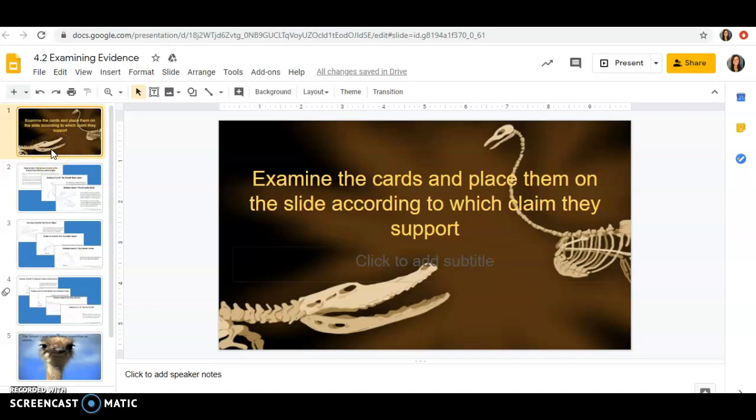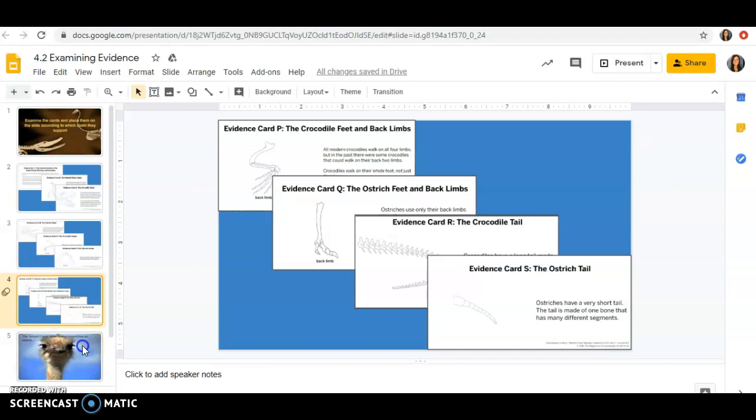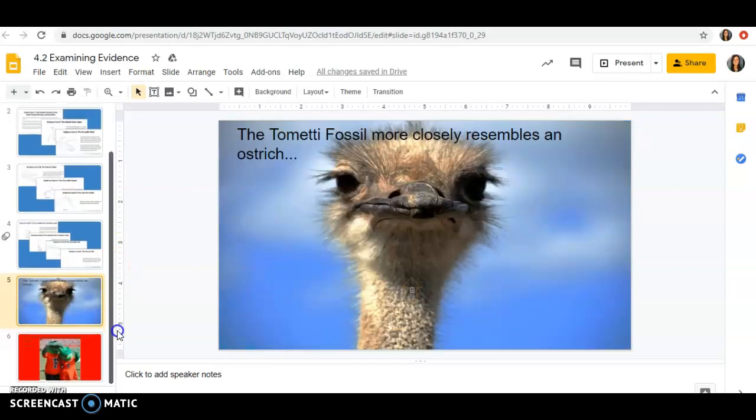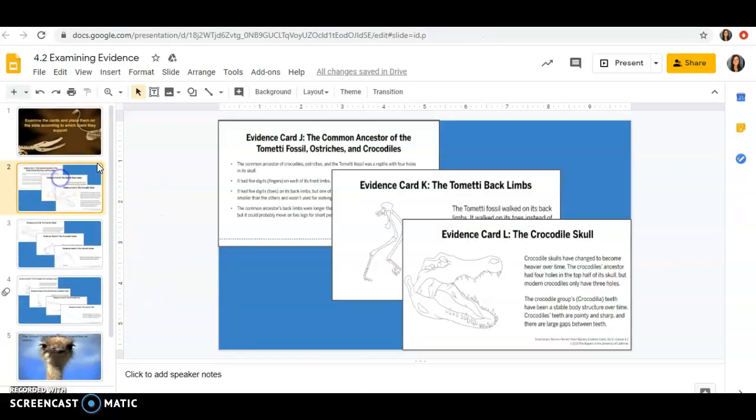This assignment will be in your Google Classroom, and it's pretty similar to what you just did in 4.1. You are going to look at all of these evidence cards, and you are going to place them where you think. So you have 2 categories. The first one right here, if you think it is more closely related to an ostrich, or if you think it is more closely related to the crocodiles/alligators. So you will put the evidence cards on which slide down here you think it fits and supports more.